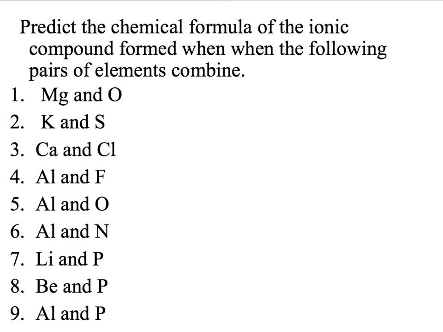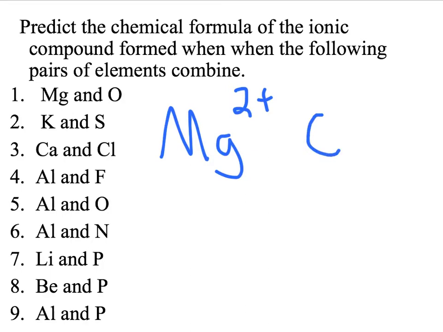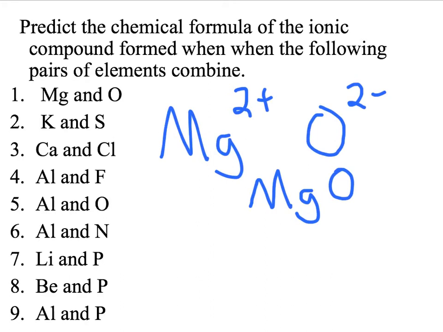So we had a little practice that we did in class where we predicted the chemical formula of ionic compounds formed when the following pairs of elements combined. So if I had magnesium and oxygen coming together, and I'll just do a couple of these as an example. We did all of them together in class. Magnesium has a charge of +2, and the oxide ion has a charge of -2. So in order to make a neutral compound, I only need one of each. And my formula would be MgO for magnesium oxide.